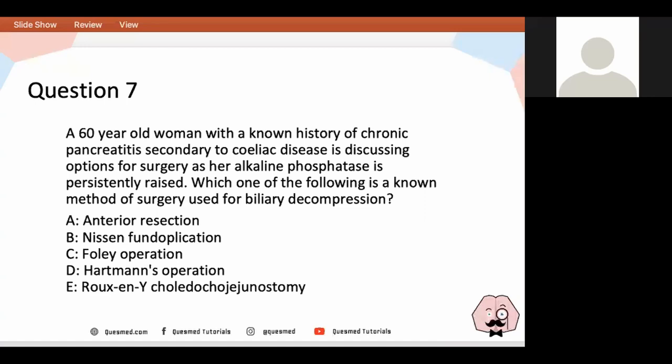A cholecystectomy is a procedure that creates an anastomosis of the CBD to the jejunum and can be used for biliary decompression. However, it is really important to remember that this is not a common surgery. I think more typically speaking, it'd be used for stone disease or for patients with various biliary malignancies. Generally speaking, most episodes of chronic pancreatitis can be managed conservatively.